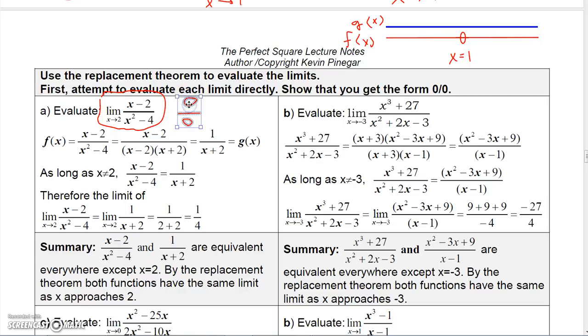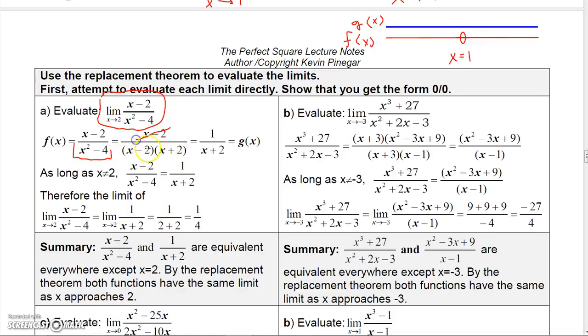So what I want to do is see if there's a way I can replace this function with another function so that I can evaluate the limit. And so what I'm going to do is see if I can factor and cancel. So let's take this function and factor it. I'm going to factor the bottom. The bottom factors into x minus 2, x plus 2.